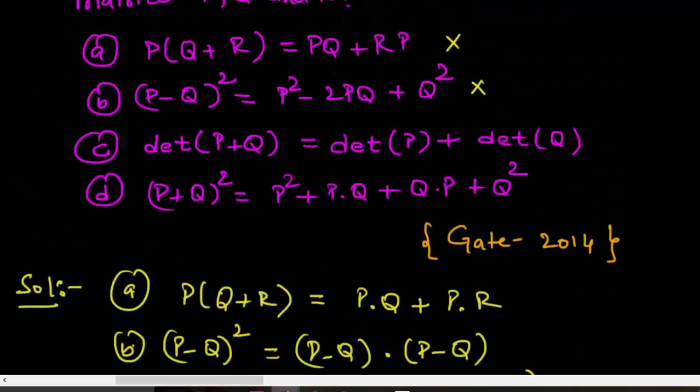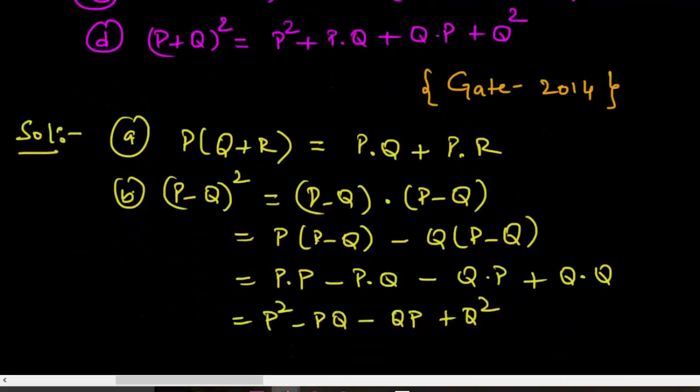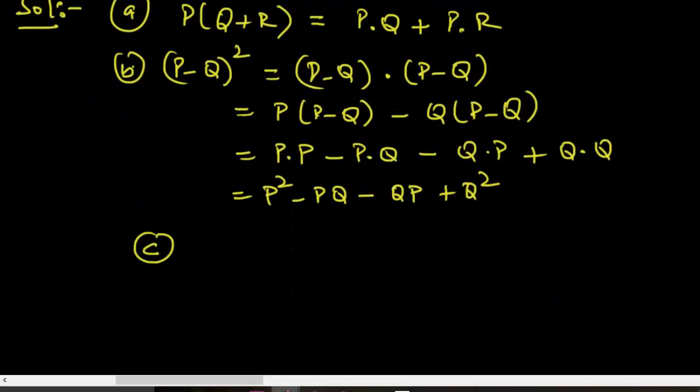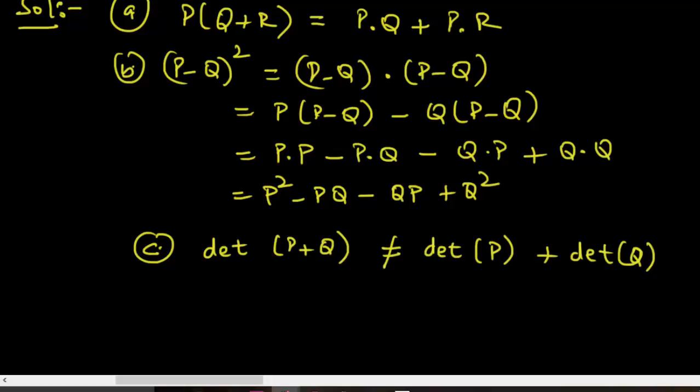Let's check out the third option. Determinant of p plus q. If you have already covered my lecture on determinant, then you must be knowing that this is not at all equals to determinant of p plus determinant of q. However, if you have not seen that lecture, then I would suggest you to pause the video here and see the video about determinant first. Then you will get to know the reason behind this problem.